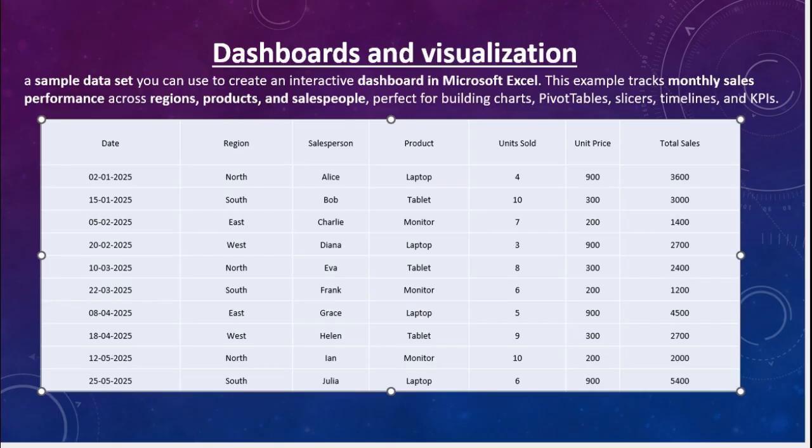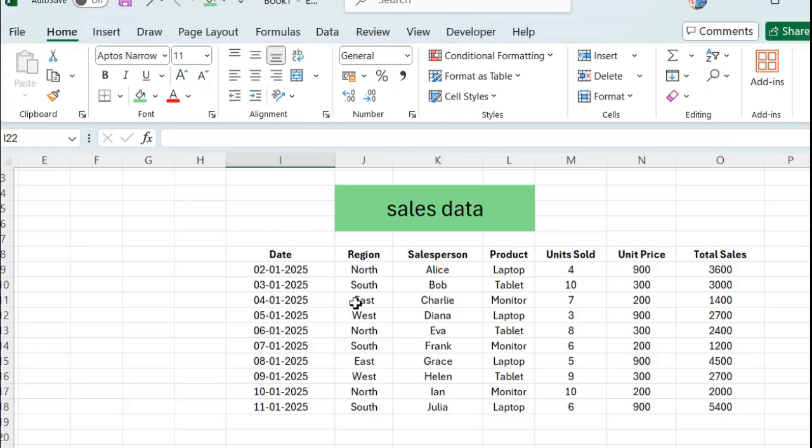Here we have sample data, sales data: date, region, salesperson, product, unit sold, unit price and total sales. So this is the sales data set. Here I am creating the pivot tables and pivot charts. By using the pivot tables and pivot charts, now I am going to create the dashboard. So here we have sales data.